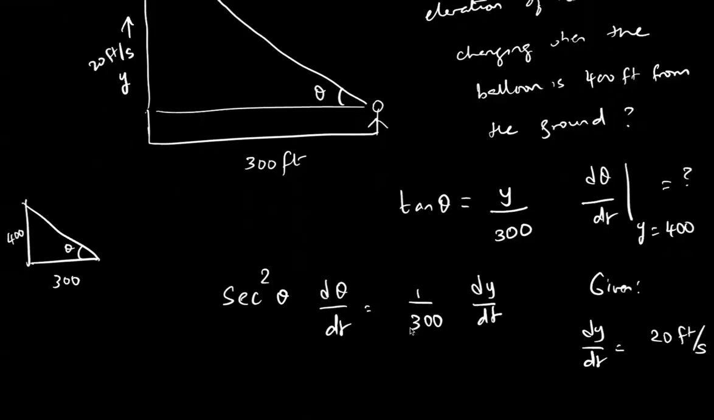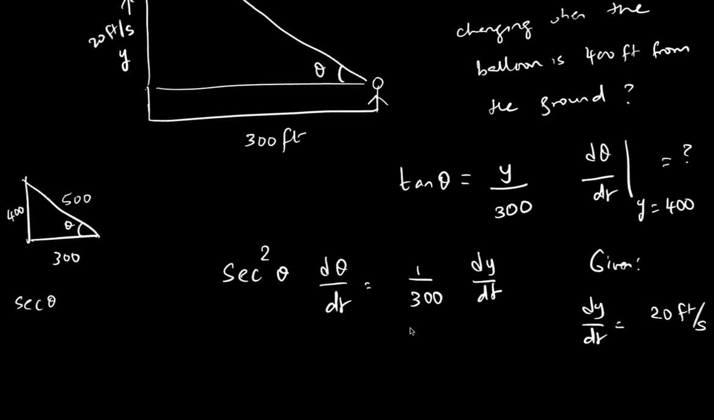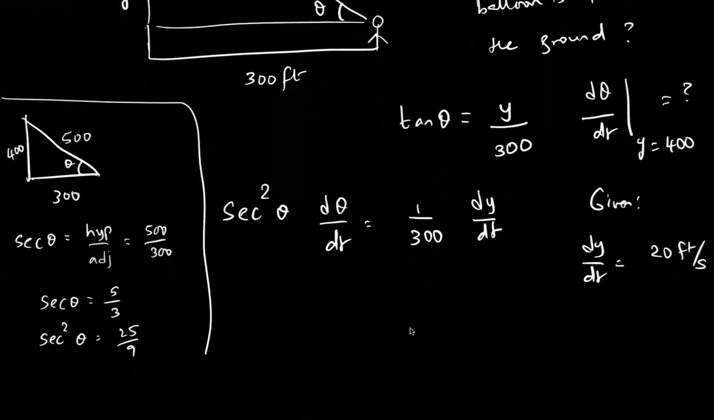Okay. So y is 400, and at that instant this distance is 500 because it's a 3-4-5 right triangle. Secant theta is the reciprocal of cosine, so cosine is adjacent over hypotenuse, so this is hypotenuse over adjacent, which is 500 over 300. So secant theta is 5/3, which means secant squared theta is 25 over 9. Okay, so this is at the instant in question.